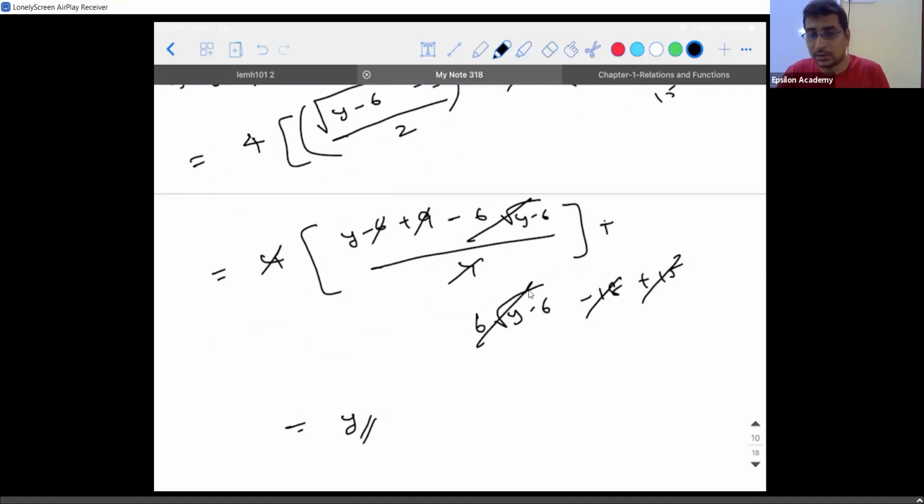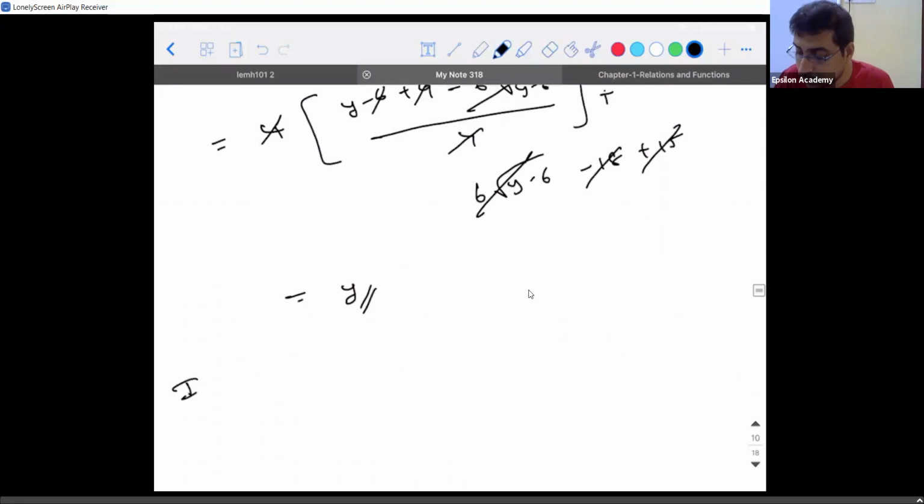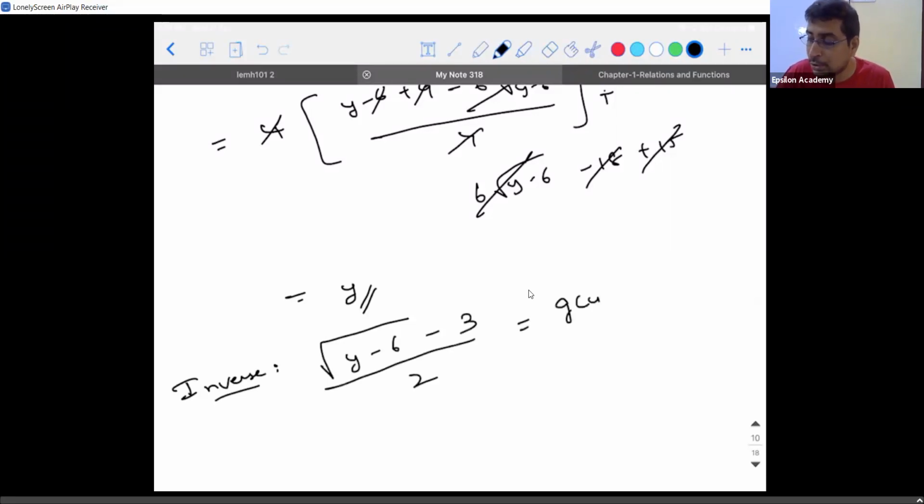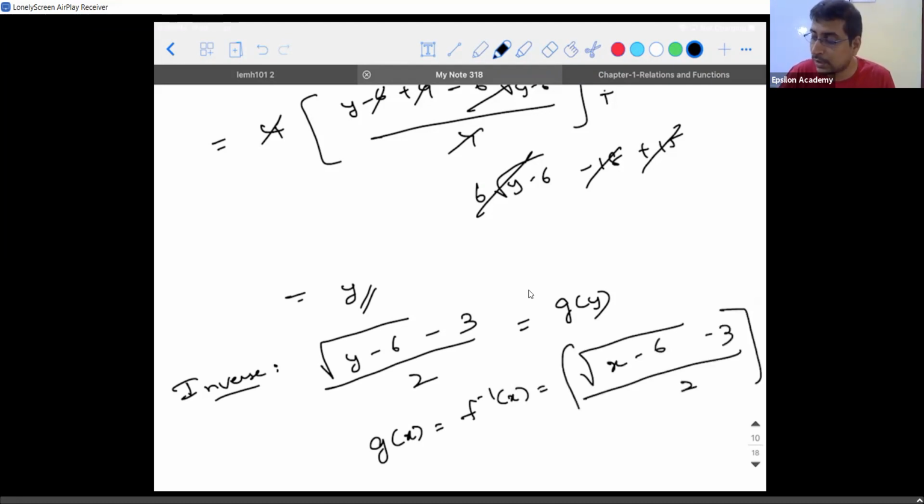Okay, sir. What is the inverse? I have a doubt. I can't understand. 1 minute. Inverse is root of y minus 6 minus 3 divided by 2 is there, no? This is g of y. So g of x will be the inverse of x, that will be root of x minus 6 minus 3 the whole divided by 2. Yeah, Rohan, you asked, what is the doubt? Tell me, sir.